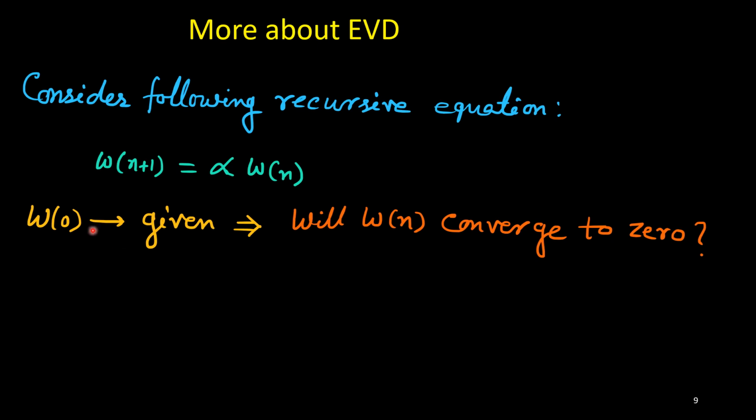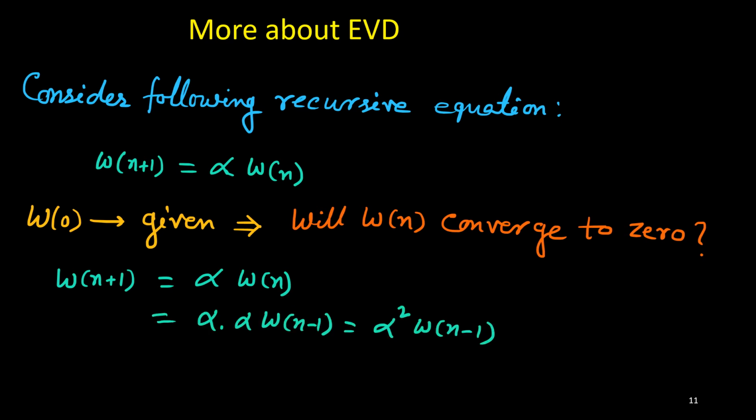Suppose the initial value W of 0 is given. Then will this Wn converge to 0? And under what condition will it converge to 0? That I want to discuss. So we'll start with this equation, Wn plus 1 equals alpha times Wn.